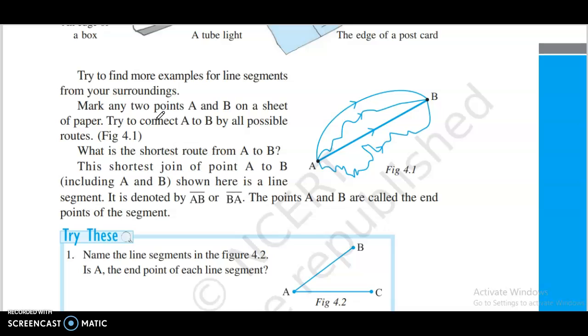Mark any two points A and B on a sheet of paper. Try to connect A to B by all possible routes. What is the shortest route from A to B? The shortest join of points A and B, including A and B, is a line segment. It is denoted by AB bar or BA bar.